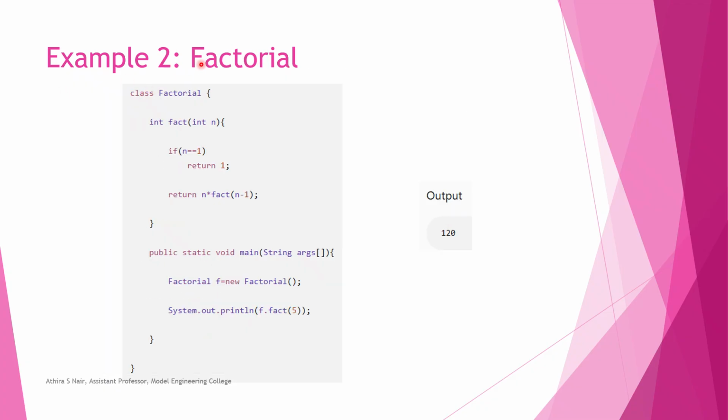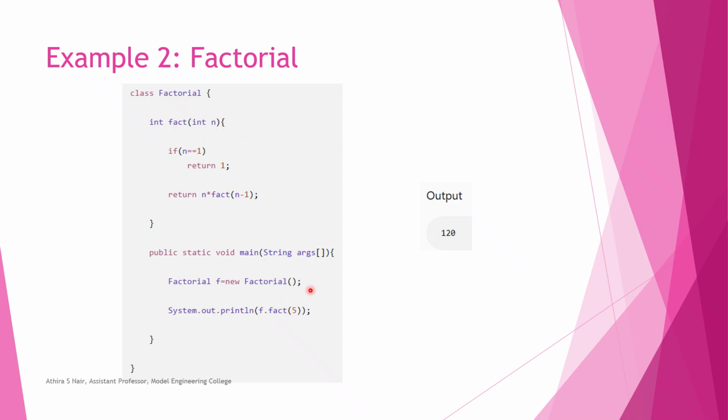Now let's take a very important example, factorial. So we know 5 factorial is equal to 5 into 4 into 3 into 2 into 1. That is 120. So here the recursive definition is factorial of n is equal to n into factorial of n minus 1. So this is the base case. Factorial of 1 is equal to 1.